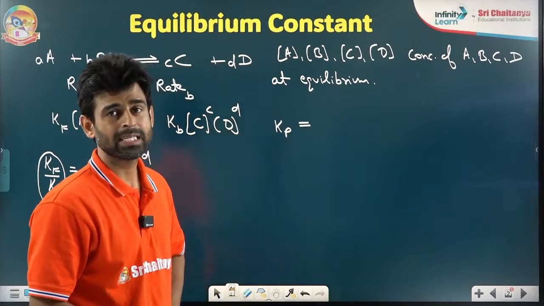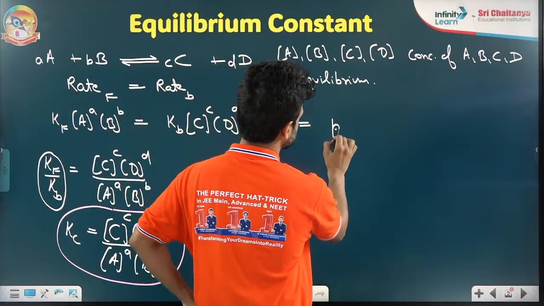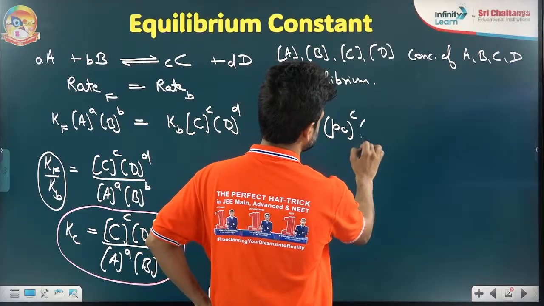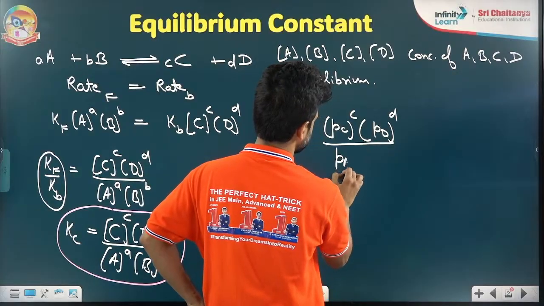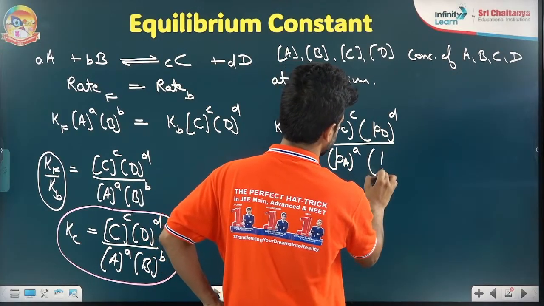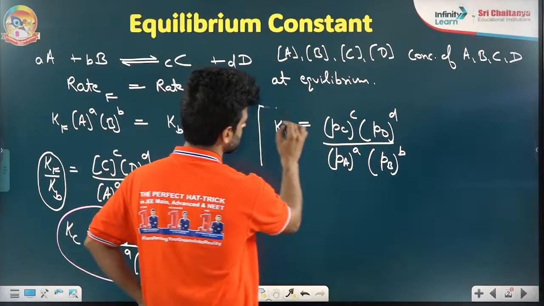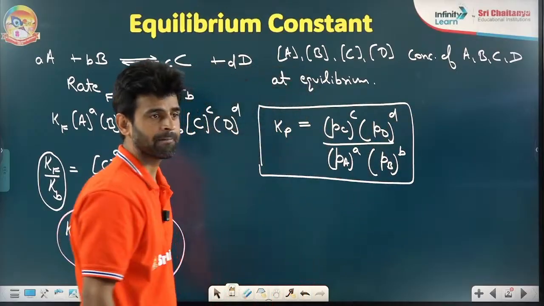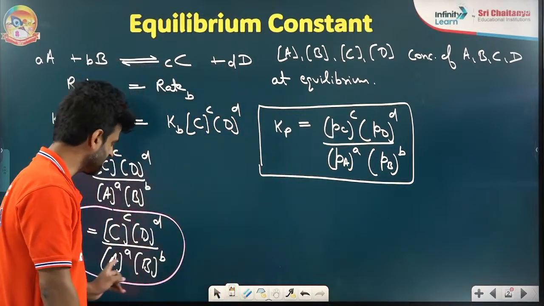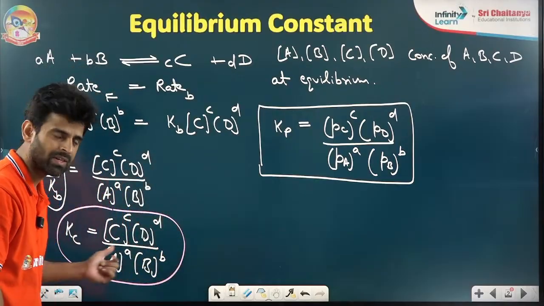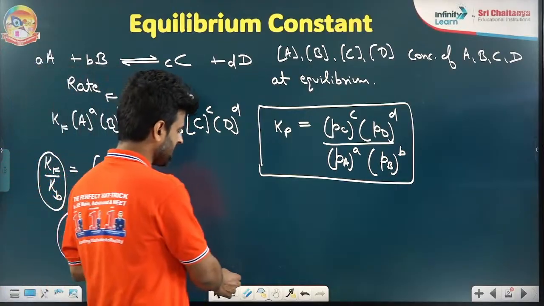Similarly, if you are finding the equilibrium constant in terms of pressure, we call it Kp. Same reaction I am taking. You can say partial pressure of C power c, partial pressure of D power d, partial pressure of A power a, and partial pressure of B power b. This is also an equilibrium constant, in terms of partial pressure. If you take partial pressure, it is Kp. If you take concentration, it is Kc. Here I am taking the concentrations of A, B, C, D at the time of equilibrium.